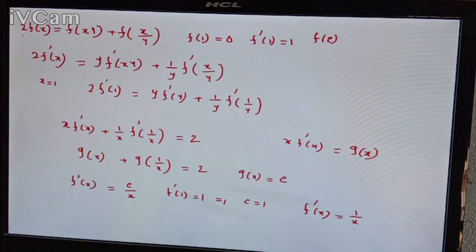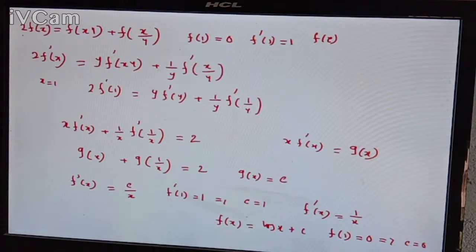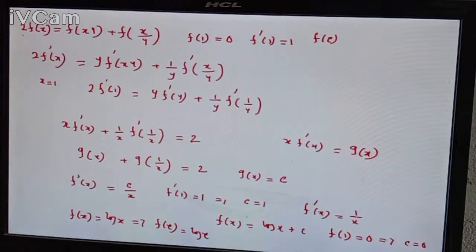So, f dash x equals 1 by x. And when f dash x is 1 by x, then f of x equals log x plus c. But as f1 is 0, that implies c equals 0. So f of x equals log x and f of e equals log e, which is equal to 1.